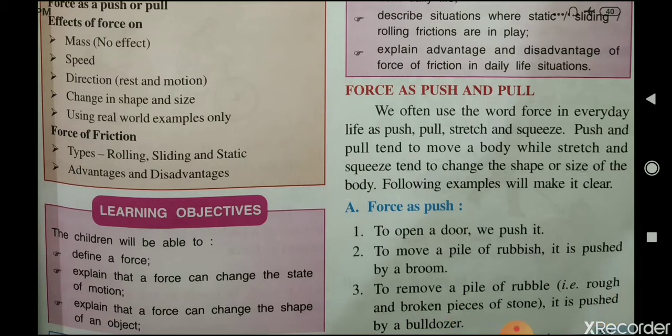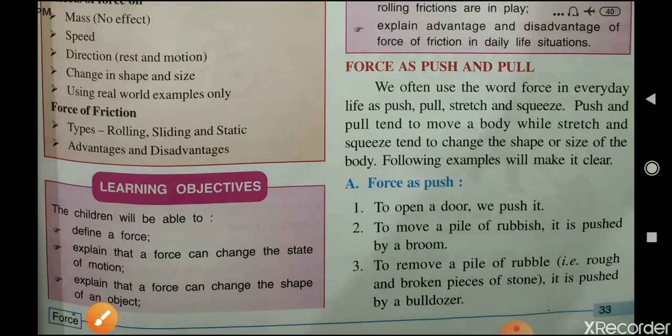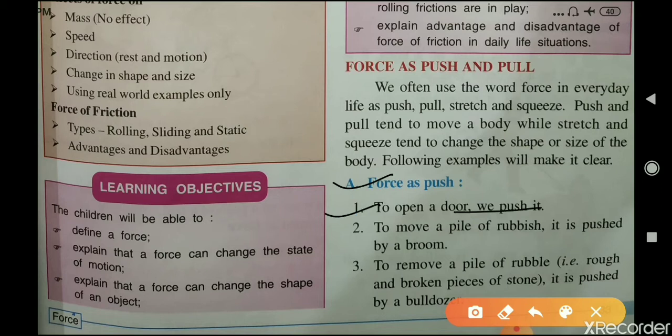Now we will discuss them one by one. First one is force as push. To open a door, we push it. If we want to open a door, what we do? We just push it. So it's a type of force. To move a pile of rubbish, it is pushed by the broom. To remove a pile of rubble, that is rough and broken pieces of stone, it is pushed by a bulldozer. In all the cases, force is applied as push.